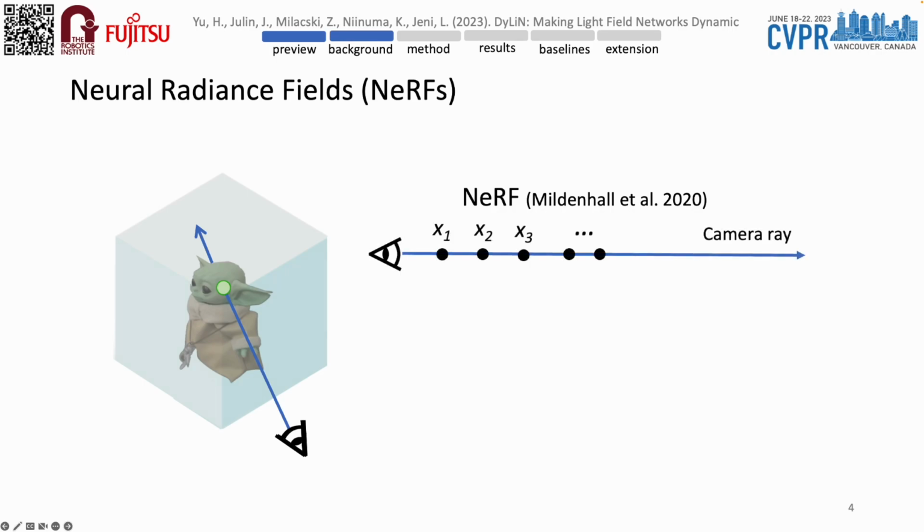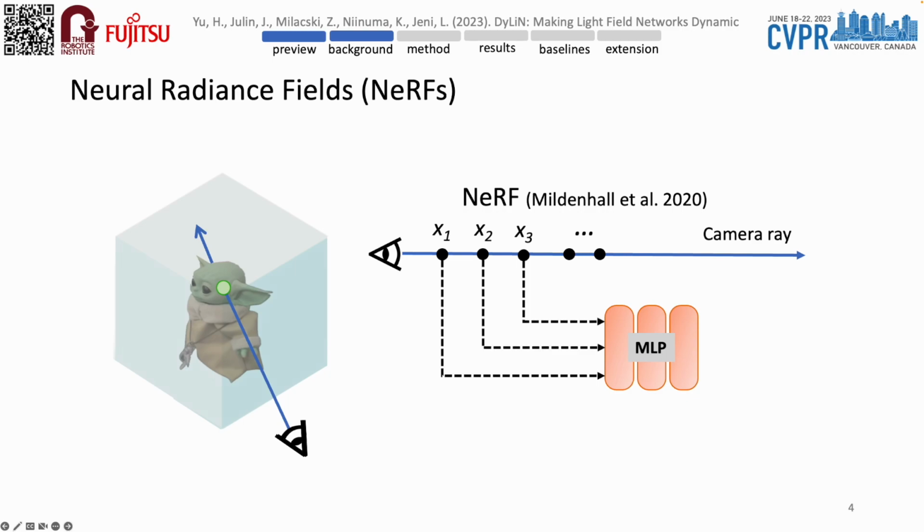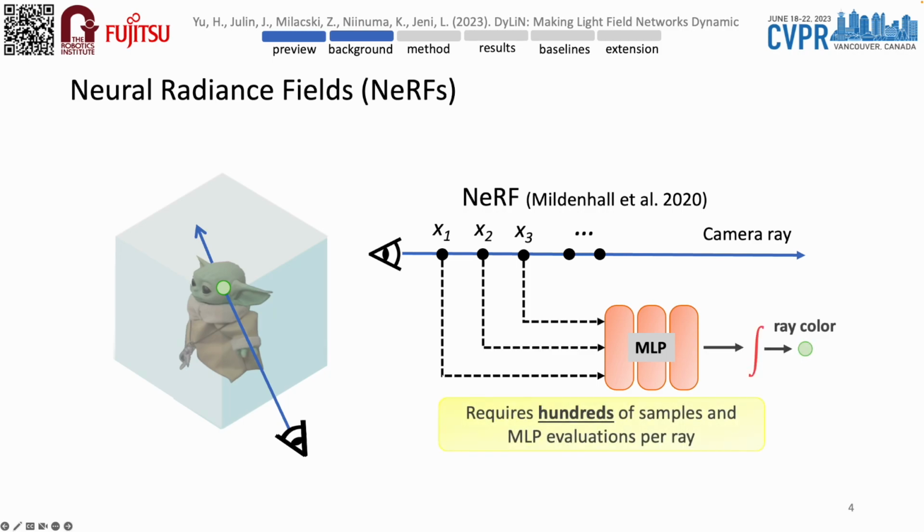Given a camera array, hundreds of points are sampled, and then each point is independently passed through an MLP to predict their respective colors. Then, every sample is numerically integrated to predict the ray color. Requiring hundreds of samples and MLP evaluations per array is the source of the high computational complexity.